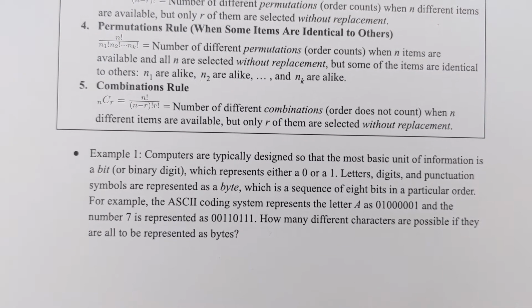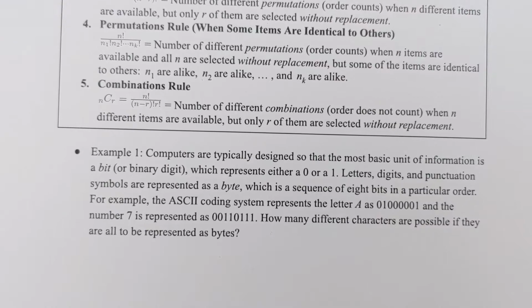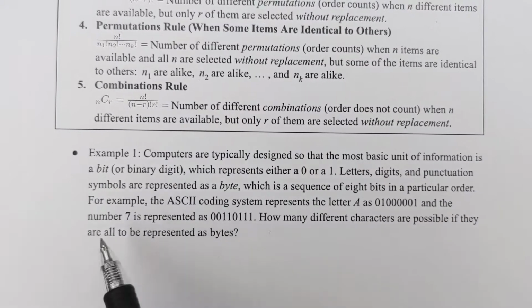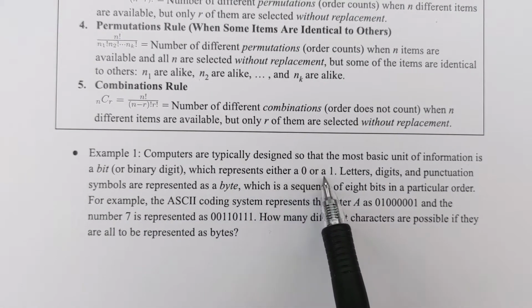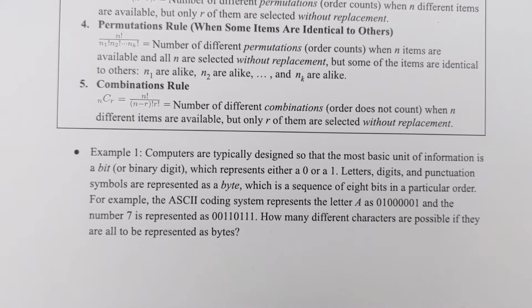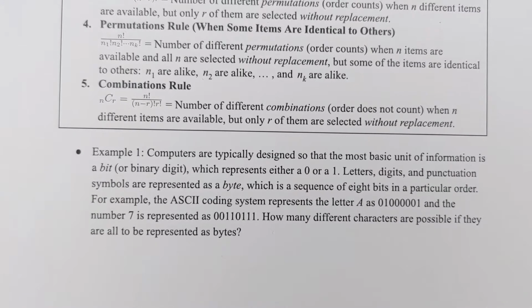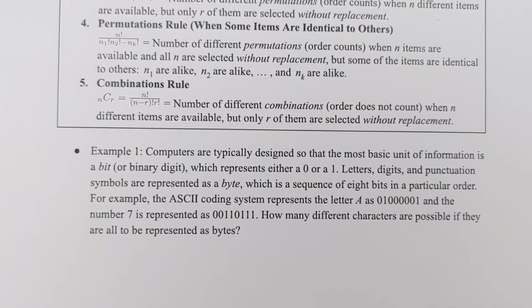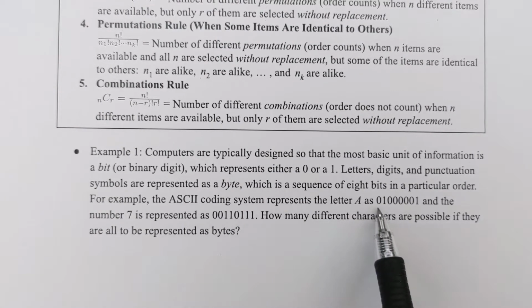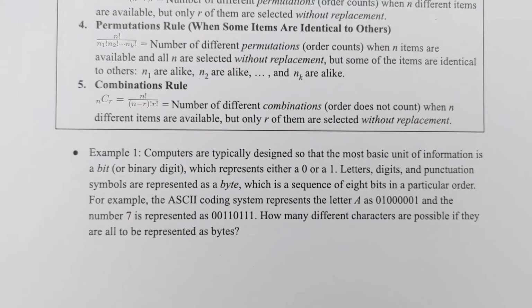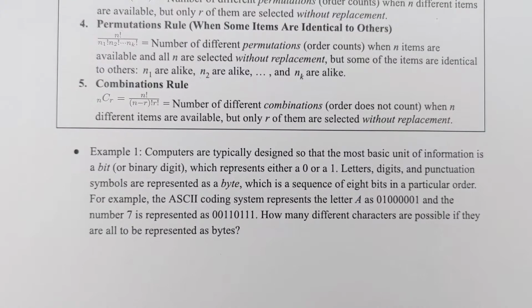Okay, so example 1 says computers are typically designed so that the most basic unit of information is a bit, which represents either a 0 or 1. Letters, digits, and punctuation symbols are represented by a byte, which is a sequence of 8 bits in a particular order. Then it gives you the letter A as this pattern, the number 7 as this pattern, and asks how many different characters are possible. They're all represented as bytes.